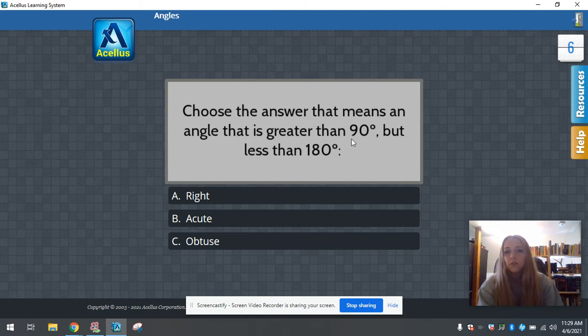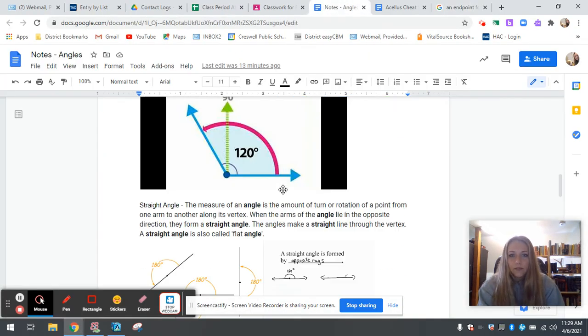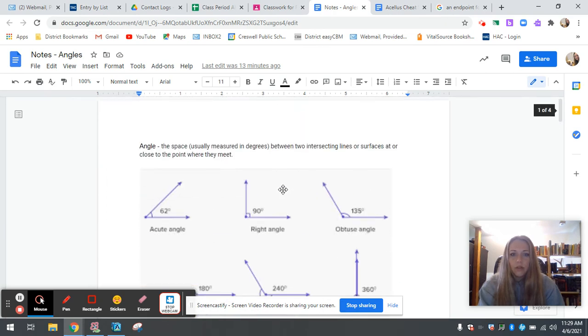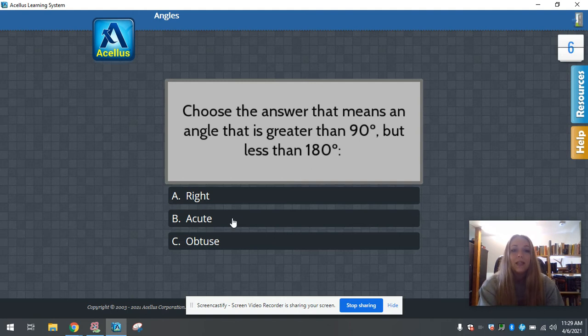Choose the answer that means an angle that is greater than 90 degrees, but less than 180 degrees. So is that a right angle, an acute angle, or an obtuse angle? And I think I have a note that just compares all three of those. So an acute angle you can see is 62 degrees, which is obviously less than 90. So it's not going to be an acute, like a little angle. A right angle is a 90-degree angle. No, it's greater than 90 degrees. So that leaves us with obtuse angle. It's bigger than 90 degrees, but less than 180.